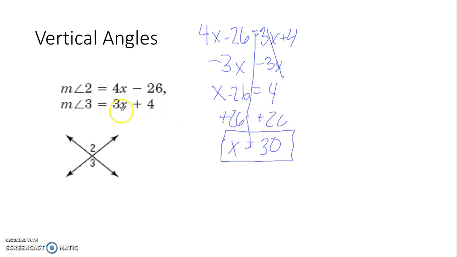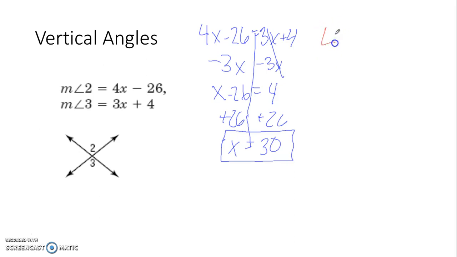There we go. So x is equal to 30. Now, if I were to ask you what are the angle measurements of 2 and 3, we would need to use that x, that information that we just found, and solve to figure it out. Okay, so we are going to plug that x into one of the equations, and we'll just use the first one. So to find the angle measurement, we need to plug it in.